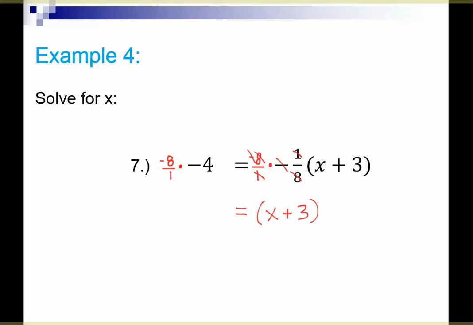And remember, those parentheses, we don't even really need them. All right, on the left-hand side, negative 8 times negative 4 is positive 32. So we get a positive 32 over 1. We'll just write down 32. So 32 equals x plus 3. We've got to take that 3 away to get x by itself. And when we do that, we end up with 29 equals x.